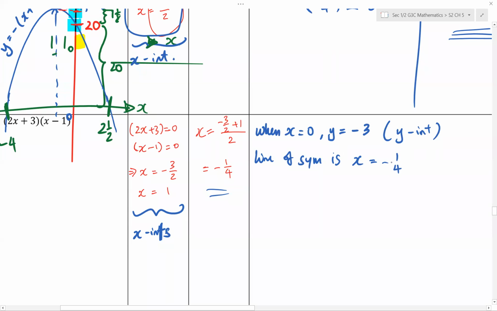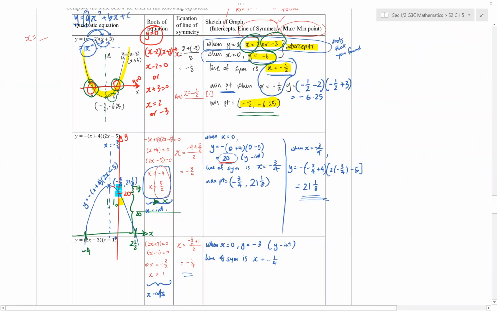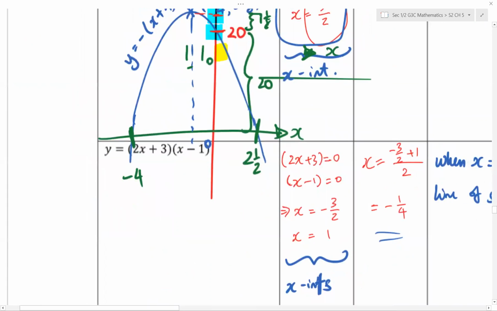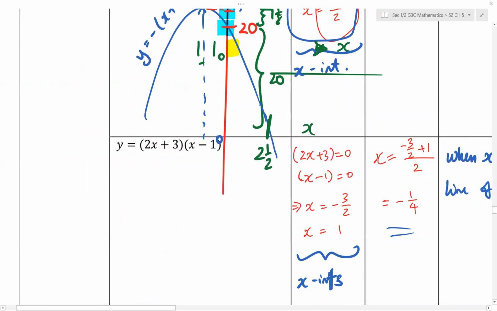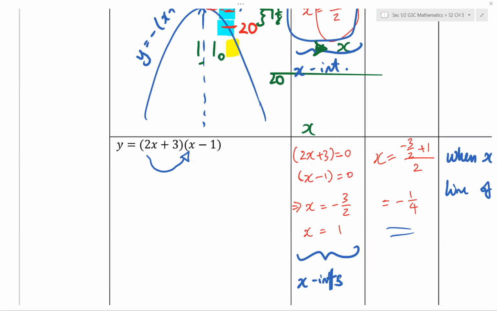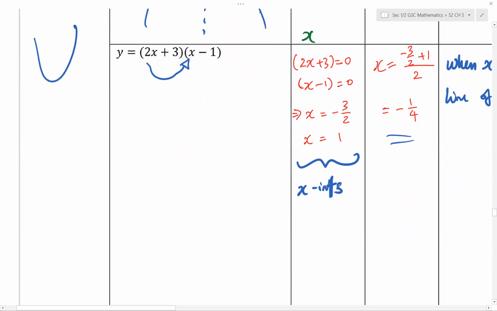So the next portion, we need to find the turning point. Is it going to be a smiling face or a sad face? Look at the equation. We have to do expansion, but we only need to do partial expansion. This is the only multiplication that results in x squared: 2x times x, giving us positive 2x squared. The coefficient is positive 2. Happy, positive, smiley. So here we can draw our parabola opening upwards already.